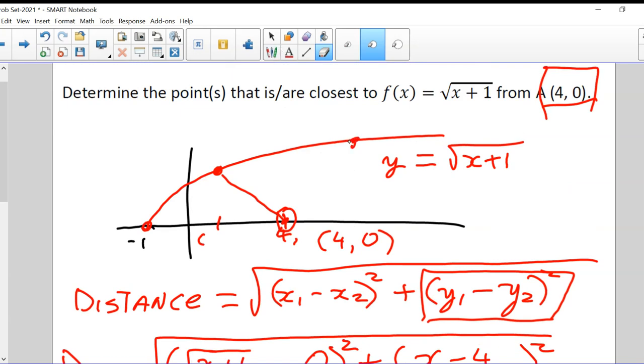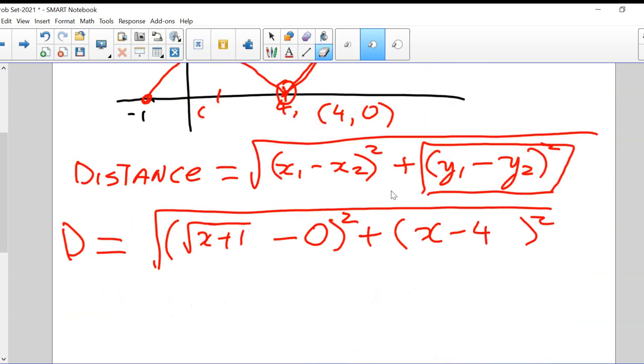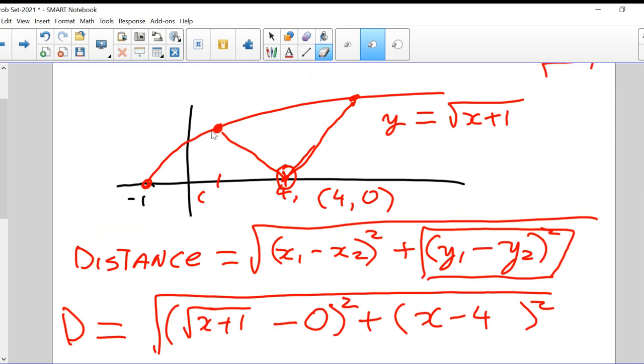If I wanted to know when x was, let's make up a number, 7 or 10 or 52 or whatever, any point I want to measure to the 4, 0, I would use this exact formula right here. I just keep changing the value of x. But in generic terms, this is the general formula for the distance to 4, 0 from the function square root of x plus 1. Okay, does that clear it up for everybody? Hopefully it does.